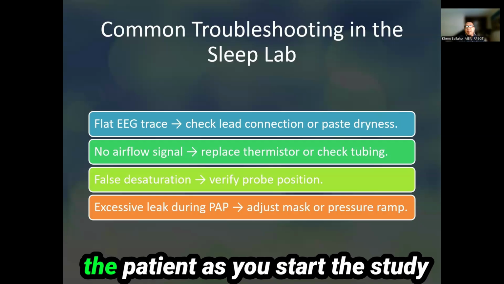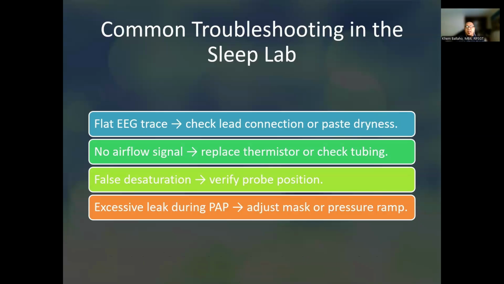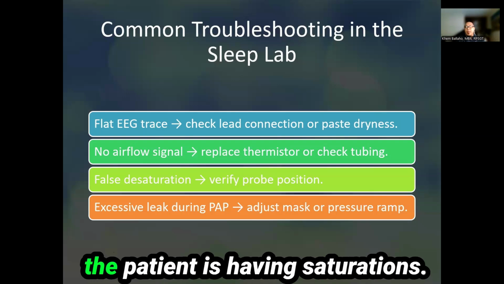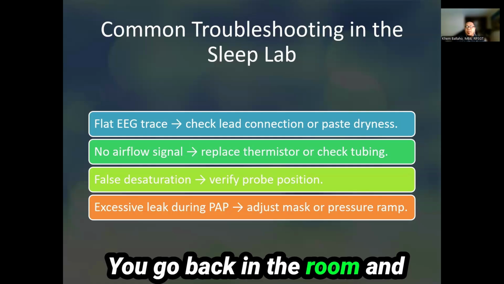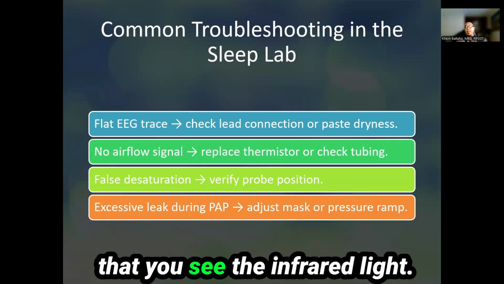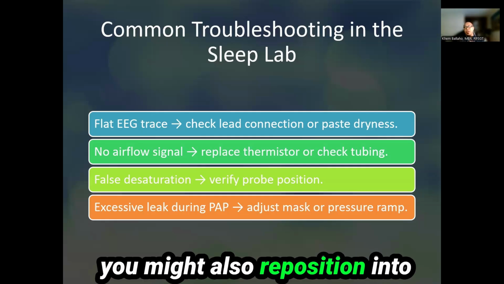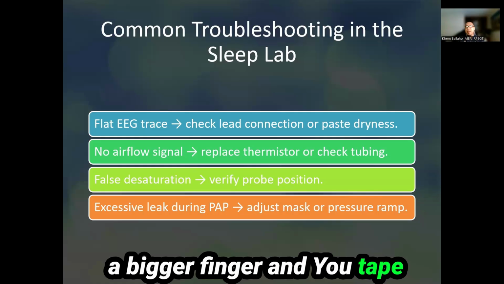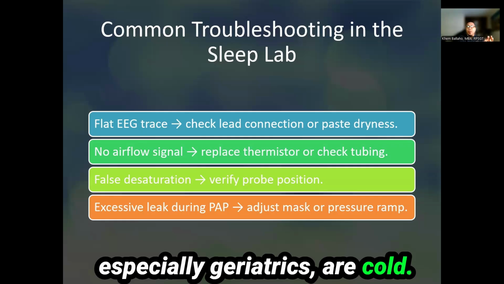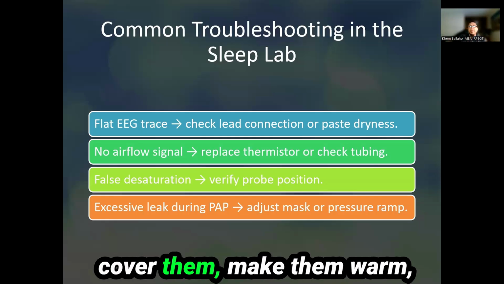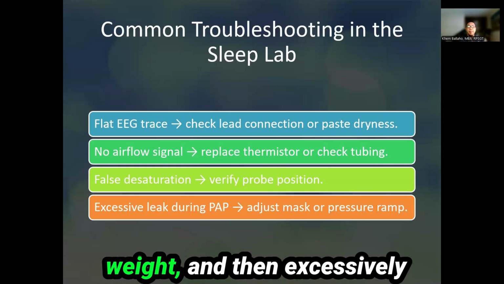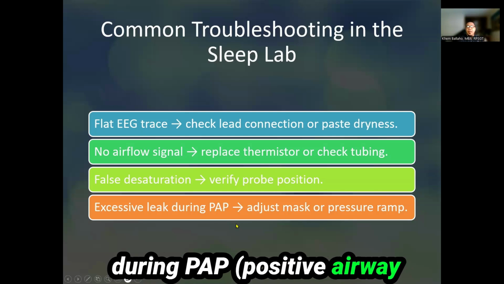If, as you start the study, the oxygen saturation is 50 or 70%, you don't just assume that the patient is having desaturations. You go back in the room and troubleshoot. Ensure that the finger probe is working properly, that you see the infrared light. You might also reposition to a bigger finger and tape it so that it's secure. And sometimes the patients, especially geriatrics, are cold. If their hands are cold, you cover them and make them warm, and maybe you'll get a better, more accurate reading.